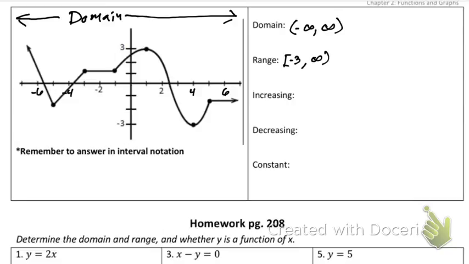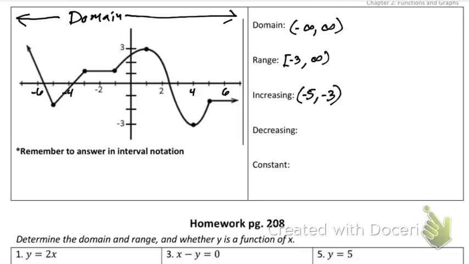Where is it increasing? I need one increasing from someone. Jack. -5 to -3. I should use brackets though, right? No. So -5 to -3. Let's see if you're right. -5 is here to -3. Yep, Pierre would be walking uphill.